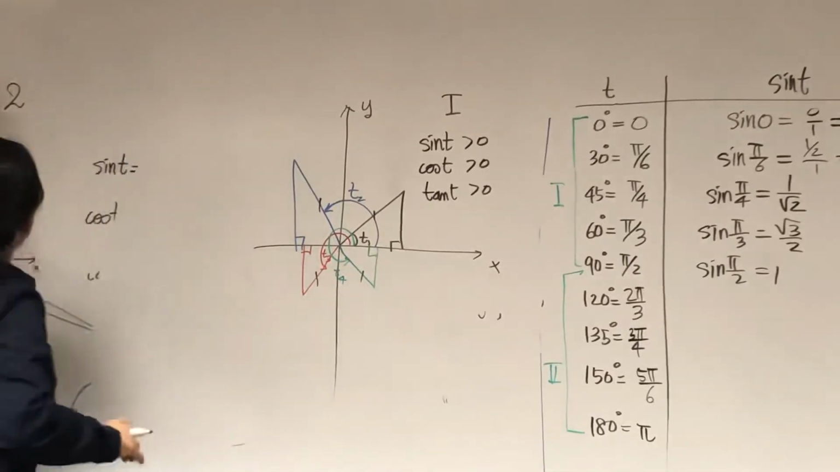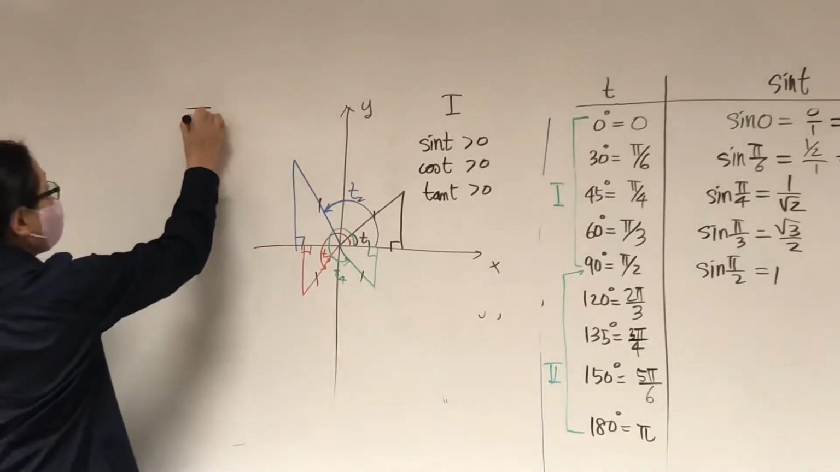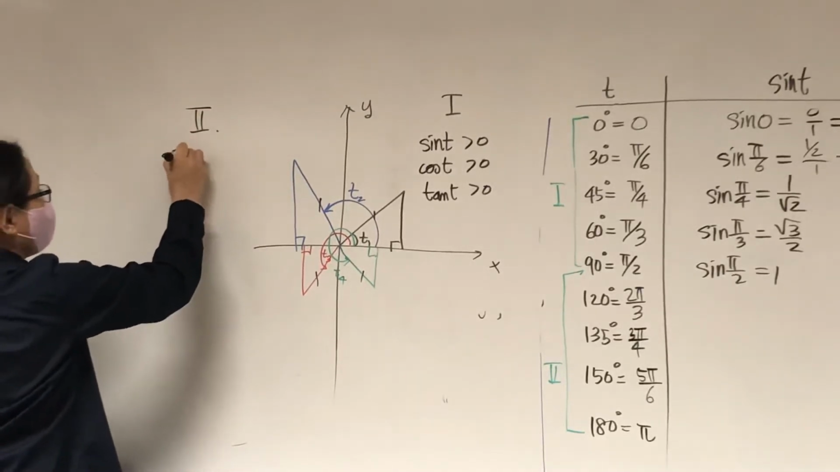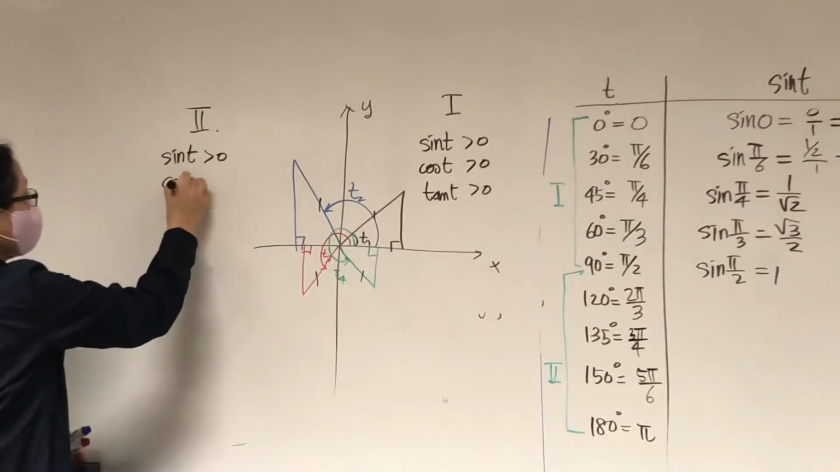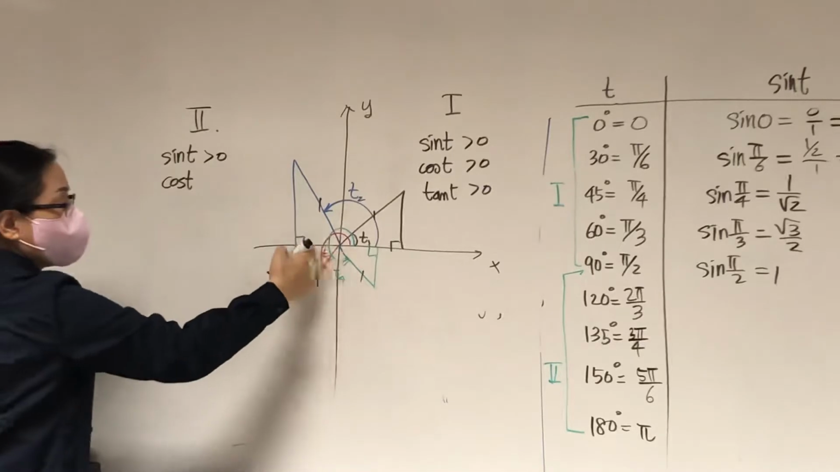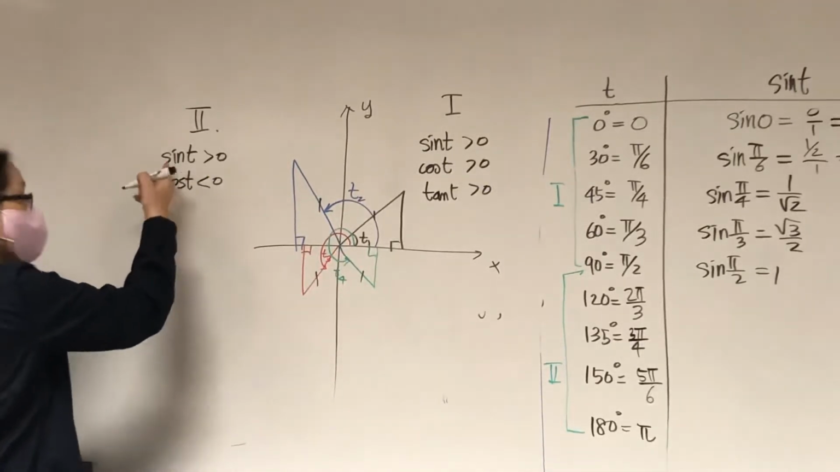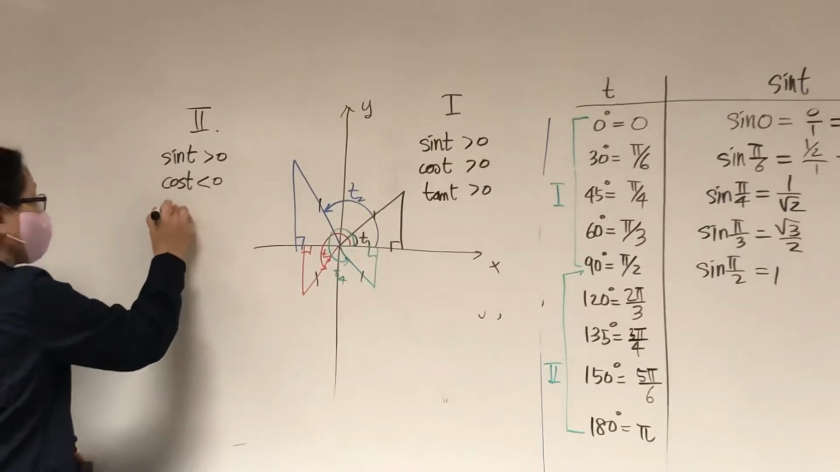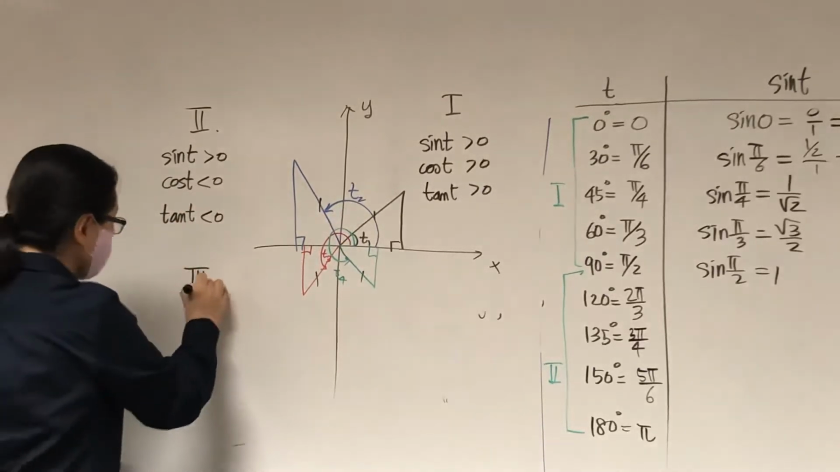How about the second quadrant? At the second quadrant, your sine is positive. Good. Your cosine is negative, because this one is negative length, right? Because one is positive, one is negative, so what is tangent t? Negative. How about at the third quadrant?